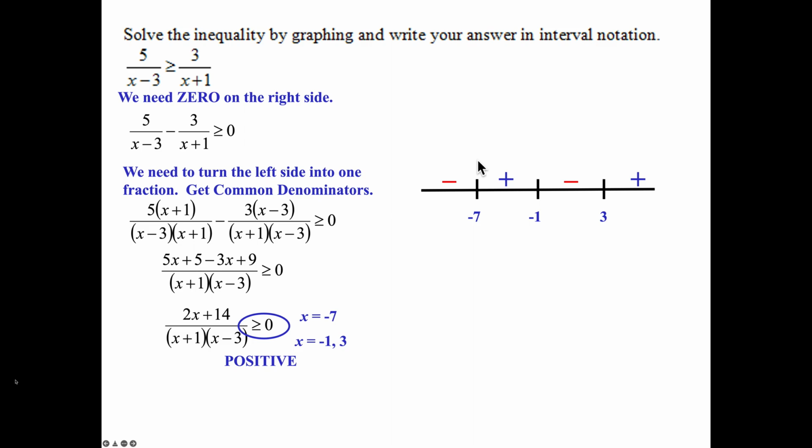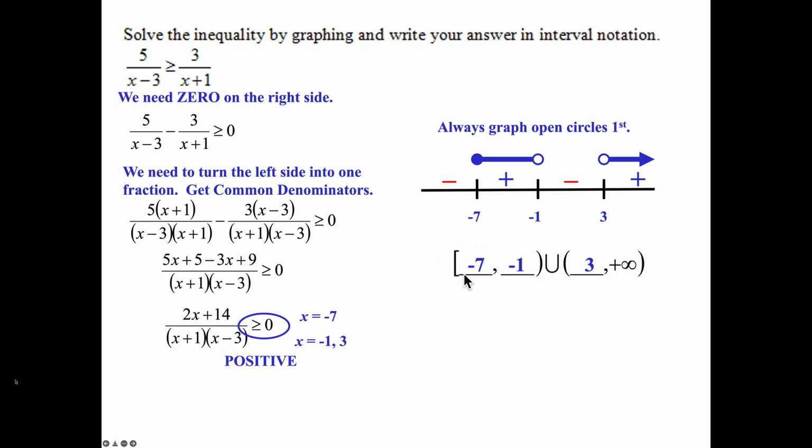-7 is going to be closed. -1 and the 3 will be open. Shade your positive regions. And then build your interval notation. Bracket -7, comma -1, parentheses, union parentheses 3 to positive infinity.